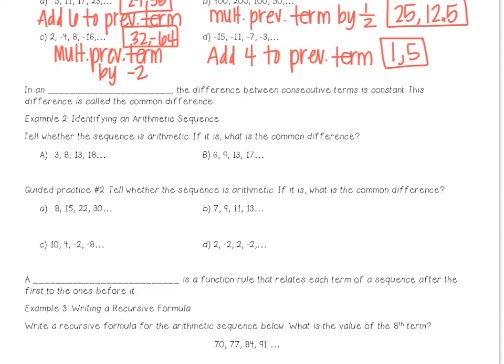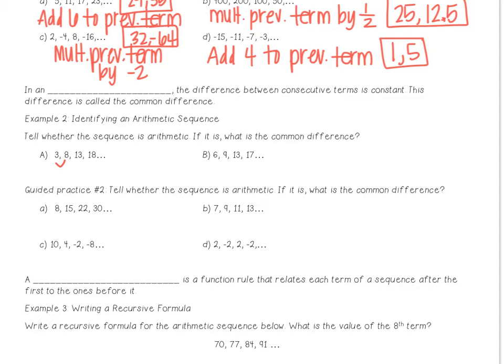In an arithmetic sequence, the difference between consecutive terms is constant. So in this blank right here, I want you to write the words arithmetic sequence. And in an arithmetic sequence, the difference between consecutive terms is constant. The difference is called the common difference because it's the same every time. So example 2, we're going to identify whether this is an arithmetic sequence. In order for it to be an arithmetic sequence, the difference between consecutive terms has to be constant.